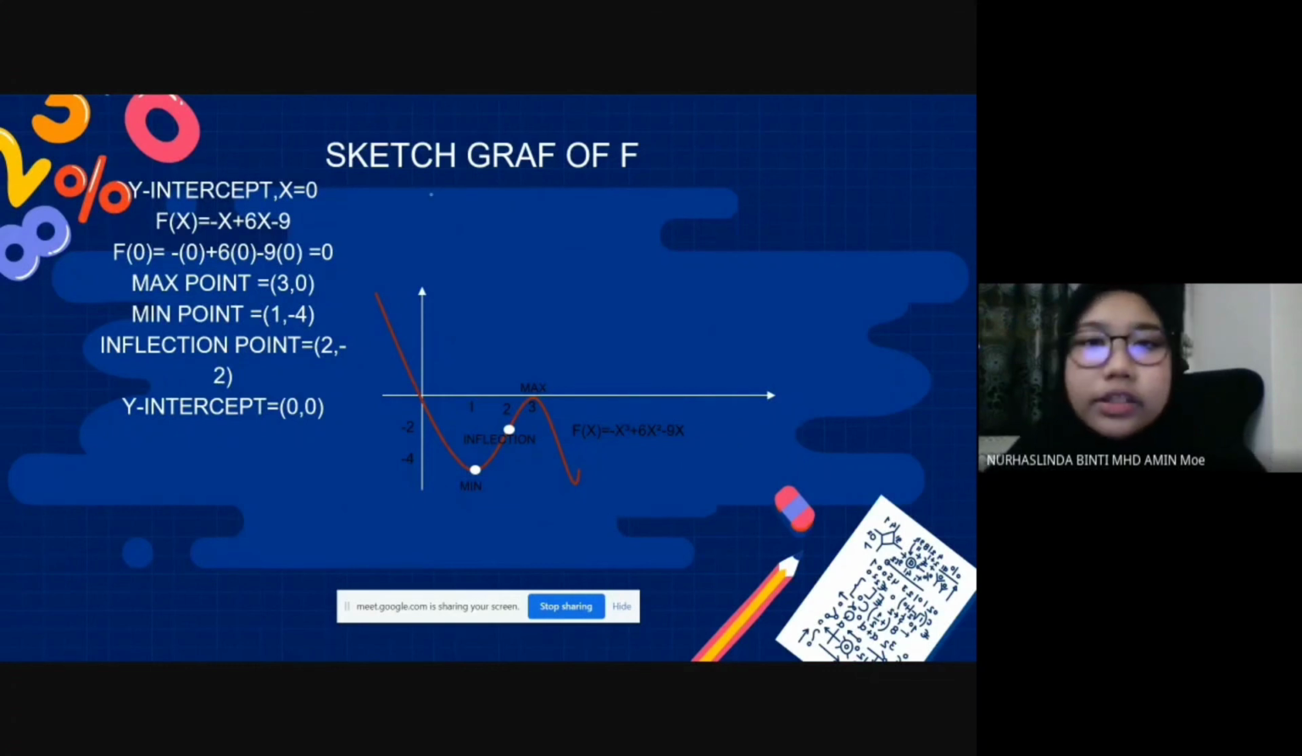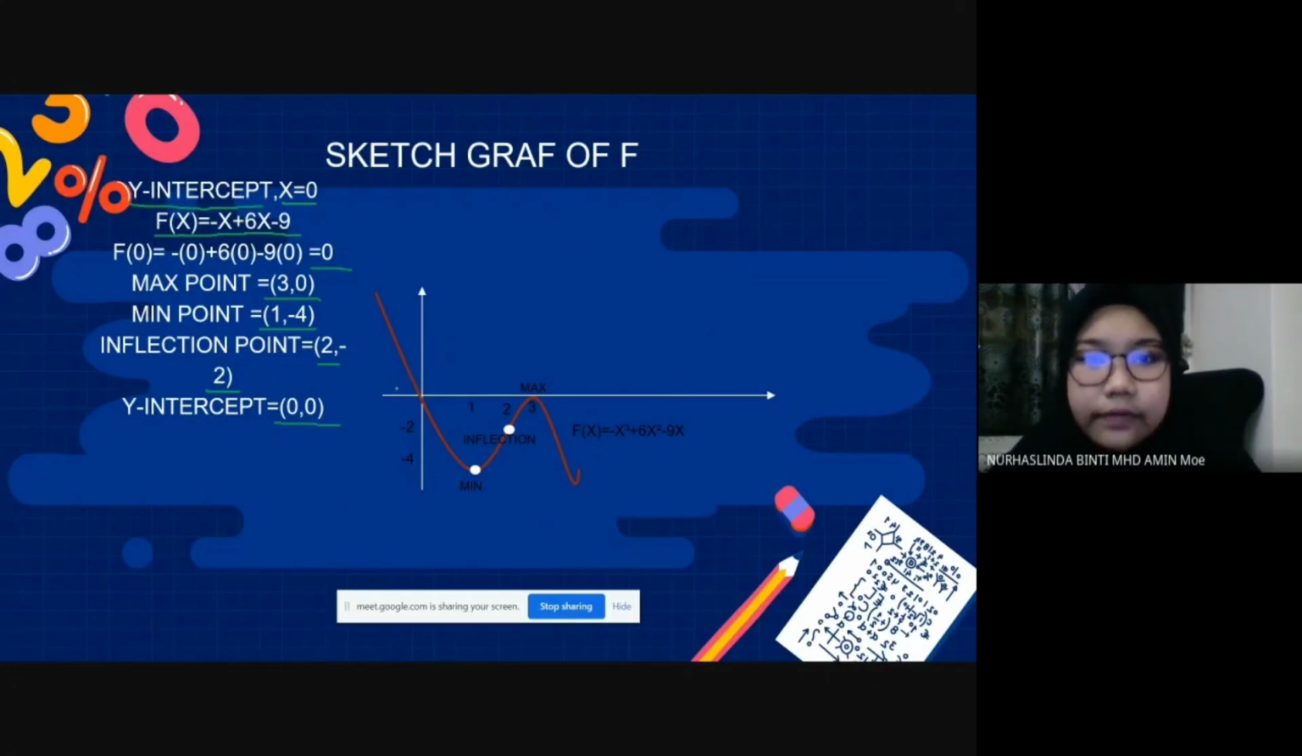The next question: sketch the graph of f. So we have the intercept, x equals 0. This is the original equation. We replace x with 0, and we get the answer 0. The max point that my group already calculated is 3, 0. The minimum point is 1, negative 4. The inflection point is 2, negative 2. And the y-intercept is 0, 0.